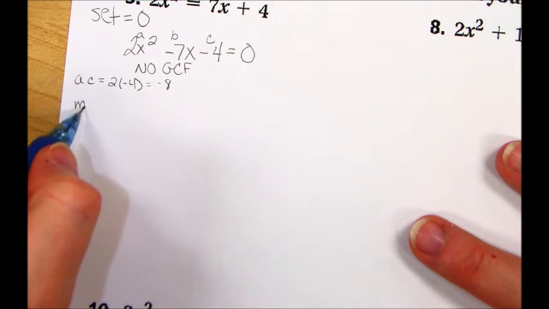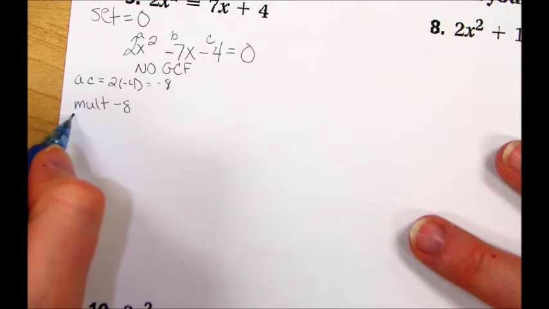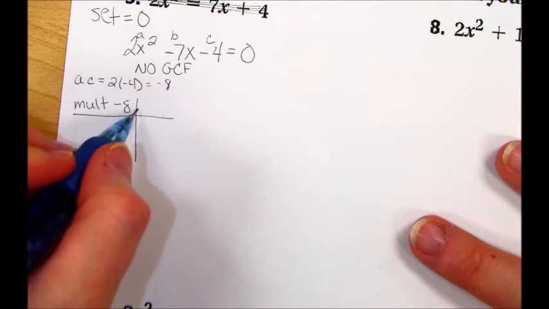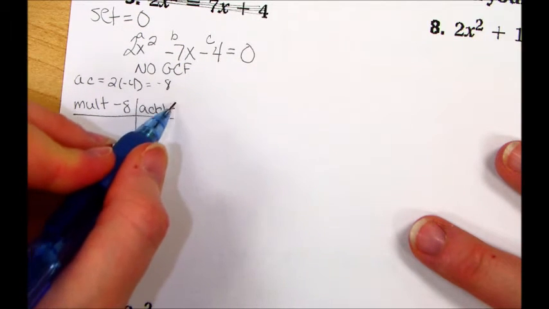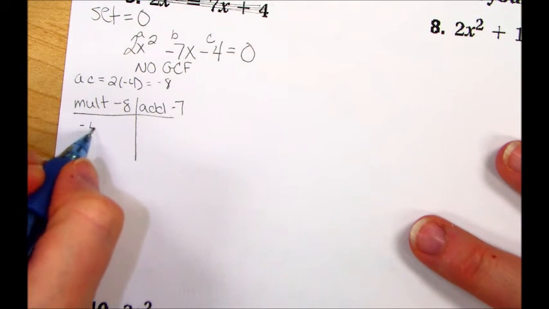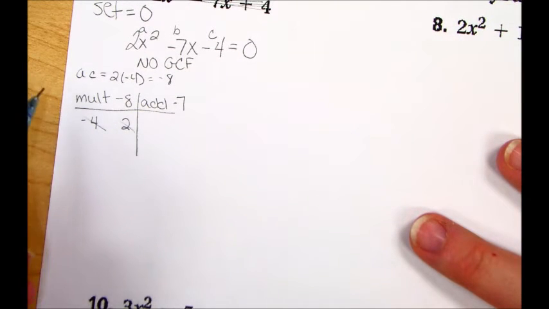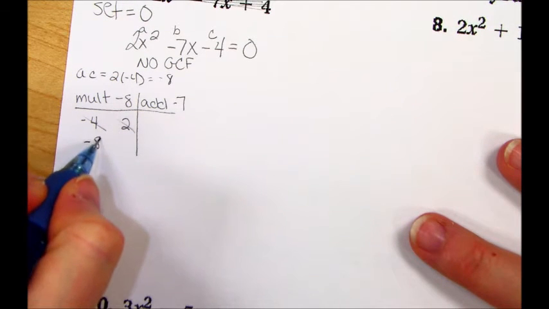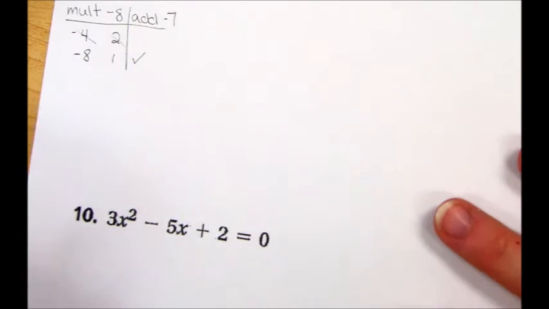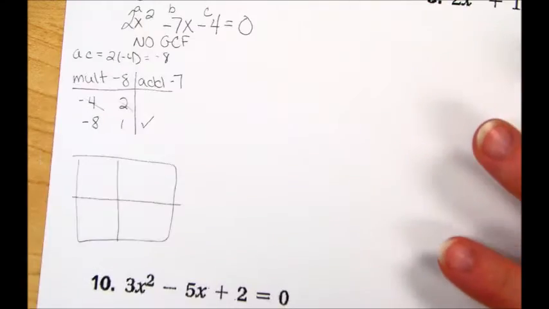Now I'm ready for my little chart. I need it to multiply to that -8 that I just found. And I need it to add to, don't look up here anymore, I need it to add to that middle term of -7. You might think -4 and 2, but that does not add to -7. Okay, the answer is -8 and 1. That will add to -7. And that comes with practice, guys. If you're struggling with that part, that just comes with knowing your multiplication tables.